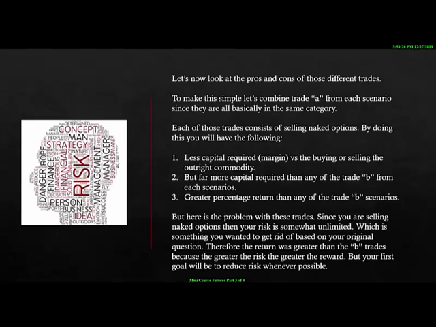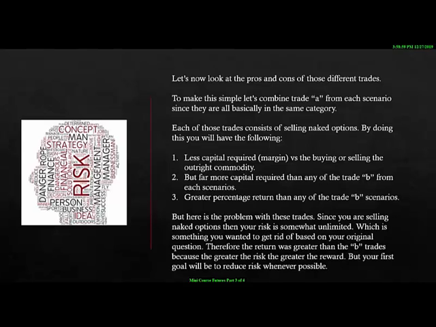Now let's look at the pros and cons of those different trades. To make this simple, let's combine trade A from each scenario since they all are basically in the same category. Each of those trades consists of selling naked options. And by doing this, you will have the following. First off, you'll have less capital required, or margin, versus the buying or selling of the outright commodity. Number 2, far more capital required than any of the B trades in each scenario. And number 3, you're going to have a greater percentage return than any of the B trade scenarios.